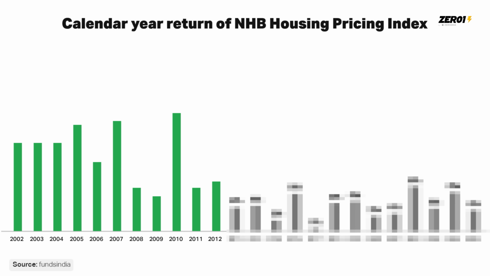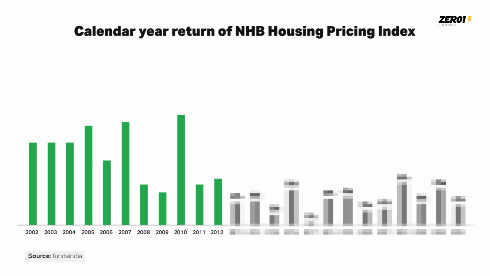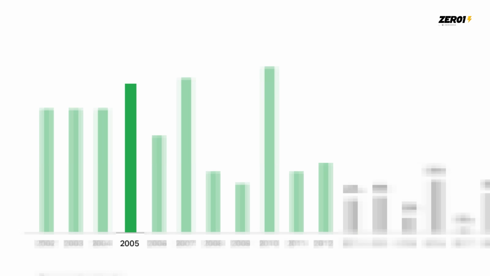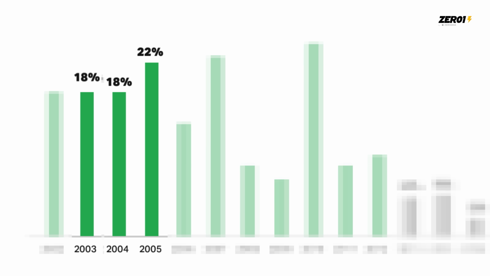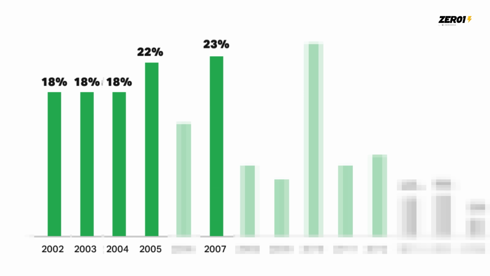The second thing is this chart over here. Look at that. In 2005, the NHB housing pricing index showed a 22% gain. Let's look at the previous year, 18%, before that 18%, before that 18 again. Let's look at 2007, 23%. Does this mean that real estate is freaking awesome? I knew it. Sadly, no. It just means like every other asset, there is a cycle.